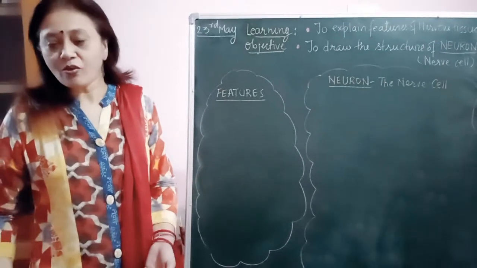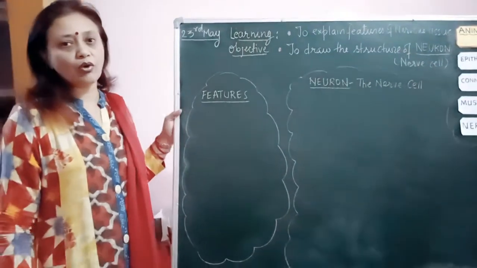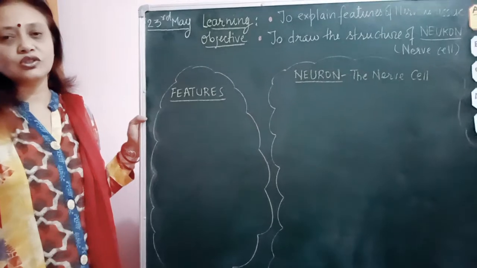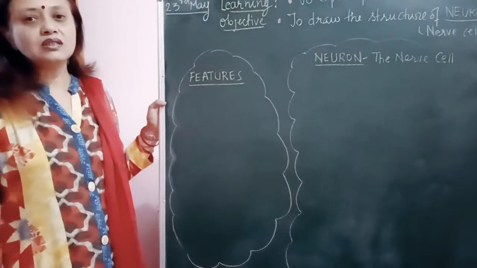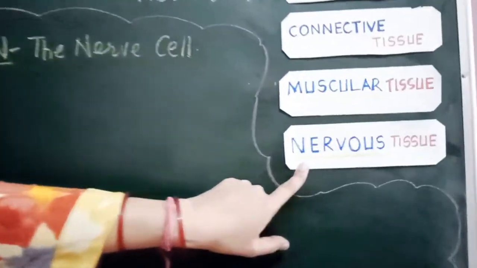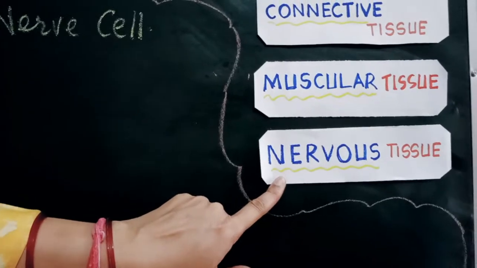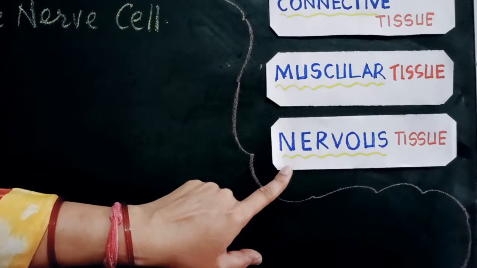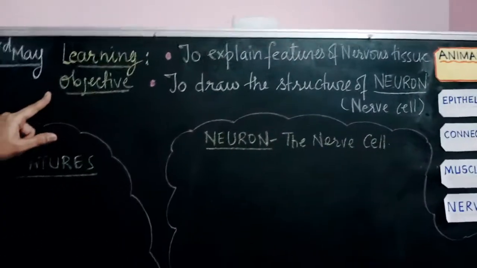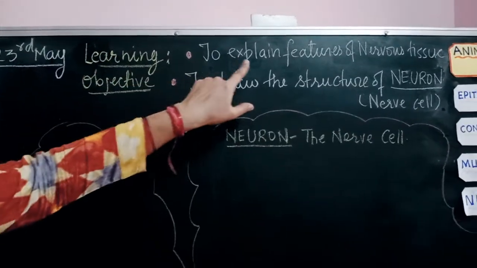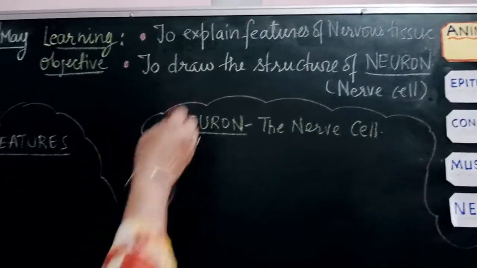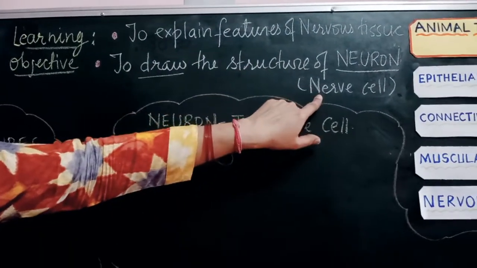So, in our life, all actions that our body shows are actually responses to different stimuli. And all these responses are controlled by a special tissue in our body called the nervous tissue. So, my dear children, today we will study the basics about the nervous tissue. The learning objectives of today's study are to explain the features of nervous tissue and to draw the structure of the basic unit of the nervous tissue.